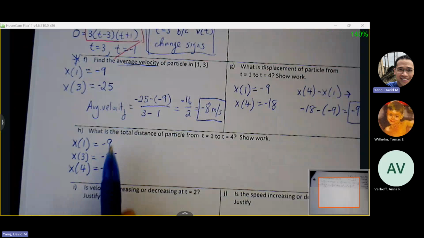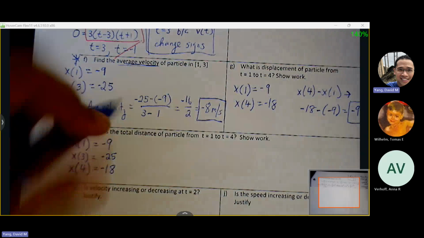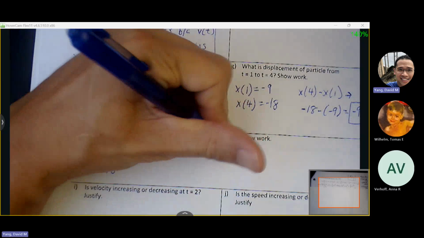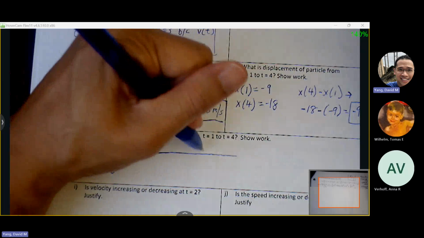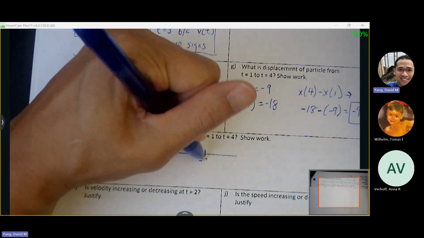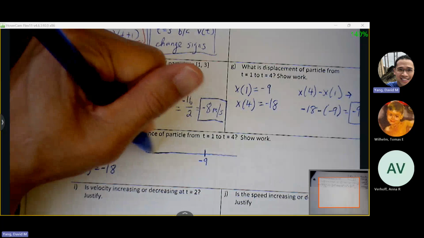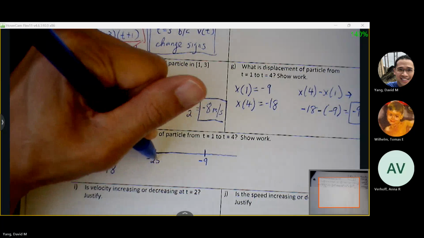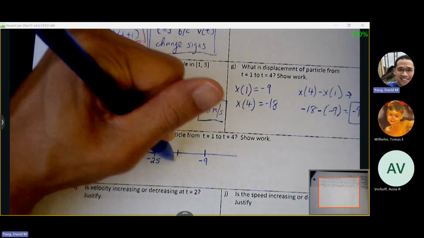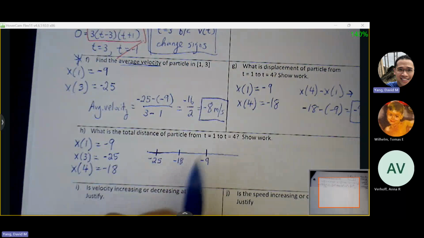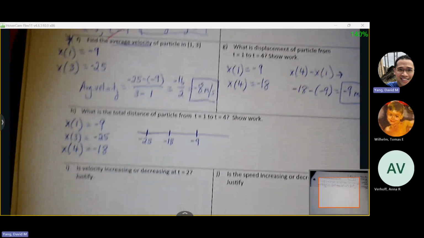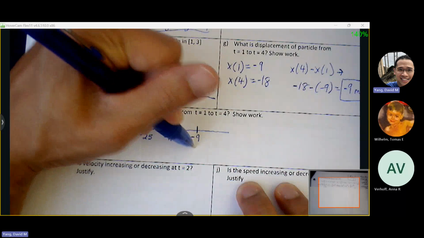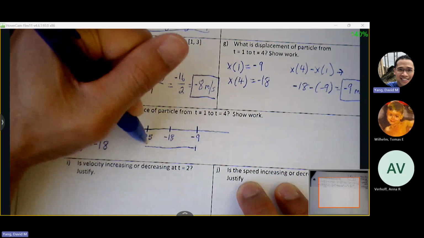Right, so I want to make sure that we understand what these numbers mean. These are actual places on the x-axis. And imagine yourself walking from one point to the next, and you're just counting your steps. So you start at negative 9, you walk to negative 25, and then you walk back to negative 18. And every step you take, you're just going to make an integer progress. So first thing is I'm going to walk from negative 9 all the way to negative 25.